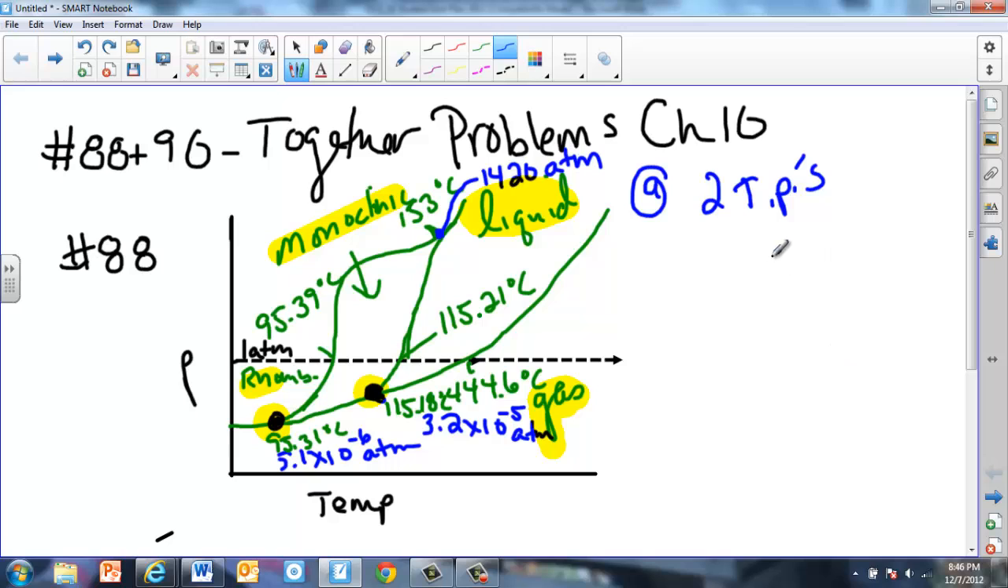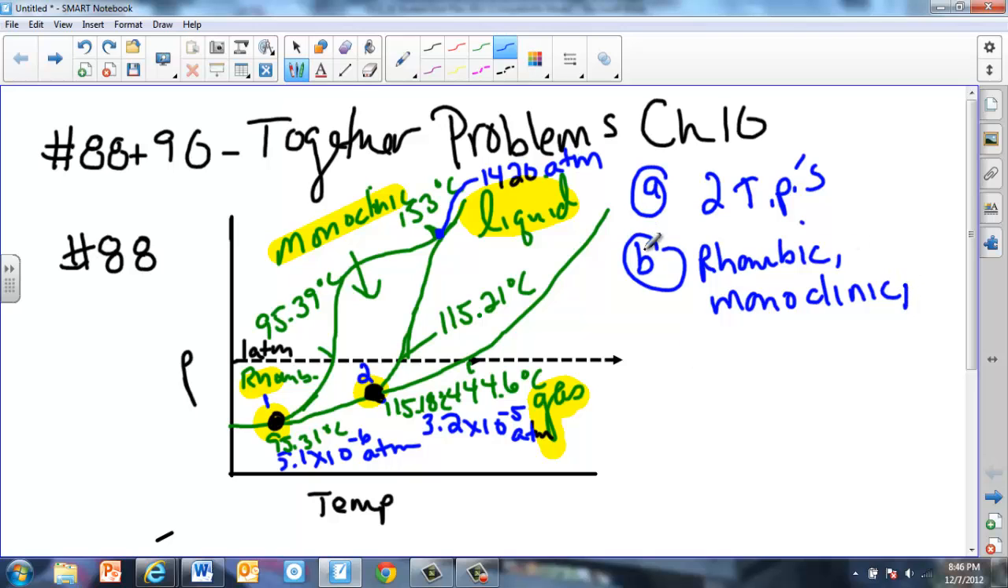Letter B, what phases are in equilibrium at each of the triple points? If we call this one number 1 and this one number 2, on the first one, the one that's at 95.31 degrees Celsius, the three that we will have are rhombic, monoclinic, and gas. Those are the three, which really is just what three things come together at that spot. And then for number 2, which is going to be right here, the three phases that we're going to have at 115.18 are going to be monoclinic, liquid, and gas.